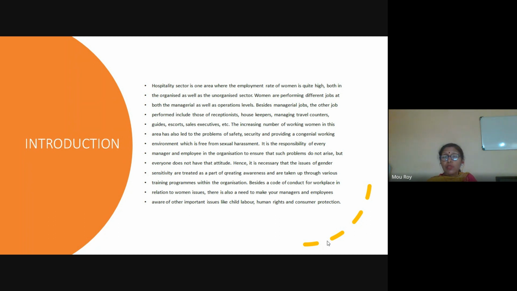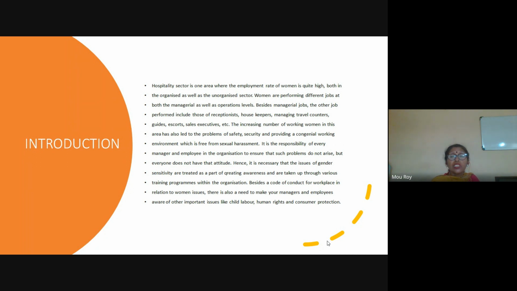So it is the responsibility of every manager and employee in the organization to ensure that such problems do not arise, or even if they have taken place, a proper solution is found. Whoever does that, punishment has to be taken against them, and proper care, guidance and support should be given to the employee. So that is what matters. But yes, not everyone has that same type of attitude.